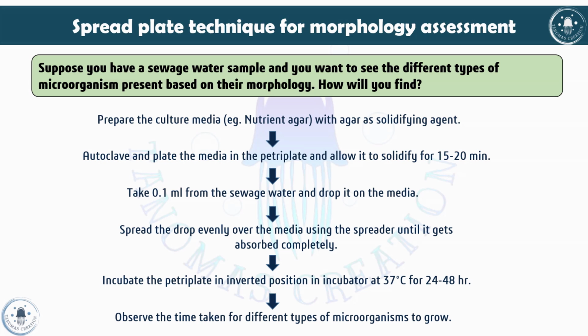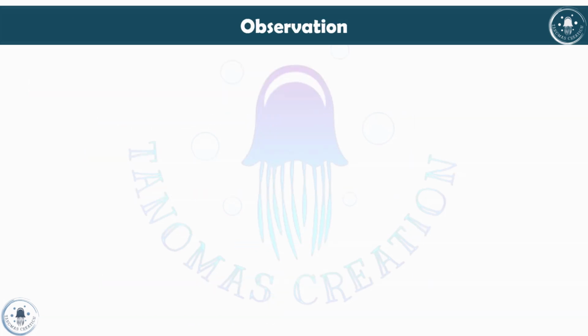Now since you have taken the sewage water, many types of microorganisms may be present, right? There may be bacteria, there may be fungus, there may be virus. Different types of microorganisms may be present, and all these different types of microorganisms might take different time intervals to grow on the plate, right? So you need to observe the time that they're taking to grow on the plate.